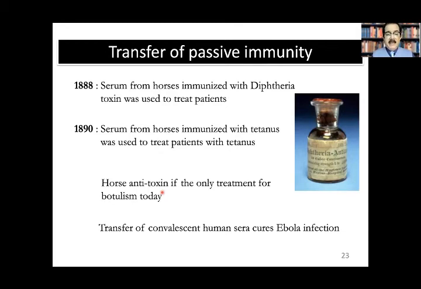And if you got botulism today, you still get a horse antitoxin, and hopefully you don't get botulism a second time. And we already know from the Ebola outbreak and also this current COVID-19, you can actually transfer convalescent plasma, and then you can contain or control the infection.